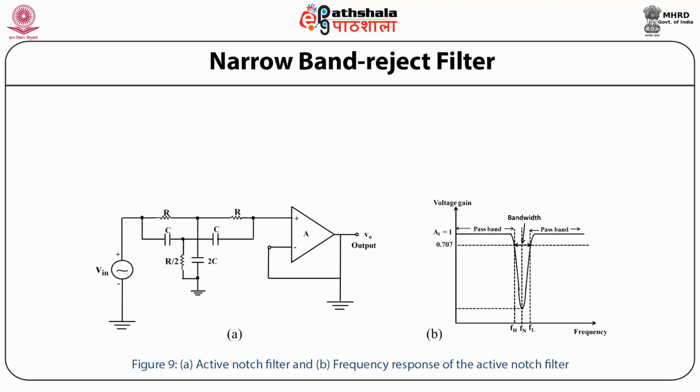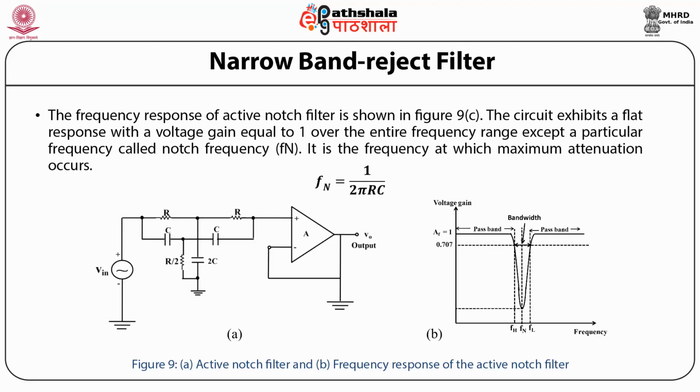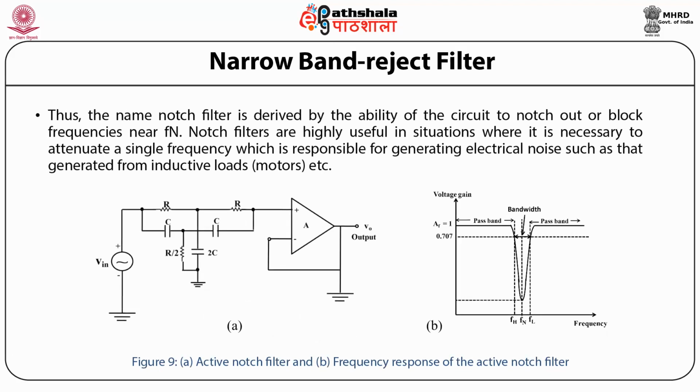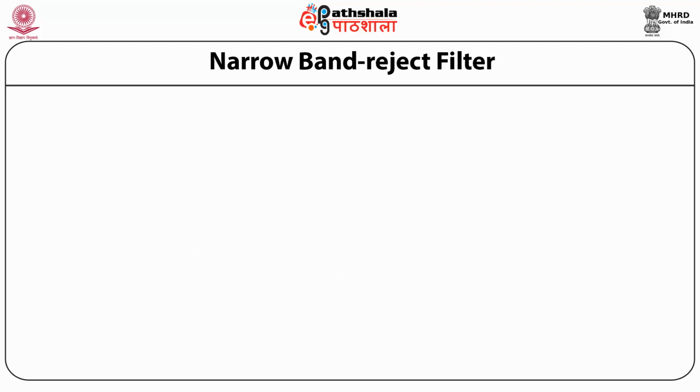The absolute value of the complex transfer function is given by modulus of V naught of omega divided by Vn of omega equals modulus of ZC double prime divided by ZA double prime plus ZC double prime. This equals 1 minus omega square C square R square divided by square root of 1 minus omega square C square R square whole square plus 4 omega RC whole square. Or equivalently, it may be simplified to obtain the modulus of V naught of omega by Vn of omega to be equal to 1 minus omega by omega n whole square divided by square root of square of 1 minus omega by omega n square plus square of 4 omega by omega n. Here omega n equals 1 by RC and corresponds to the notch frequency.